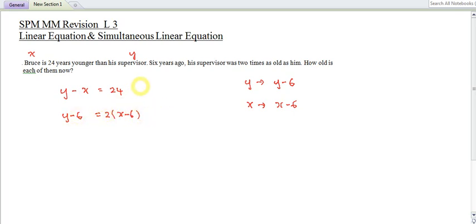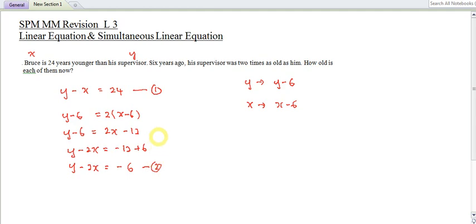Okay, so for this one, we just let be the first equation. For this one, I think try to simplify it. y minus 6 equal to 2x. Do some expansion here, negative 12. Okay, I bring the x over here. y minus 2x is equal to negative 12 plus 6. y minus 2x is equal to negative 6. I have the second equation. So I think better I copy down the first equation over here. 24.